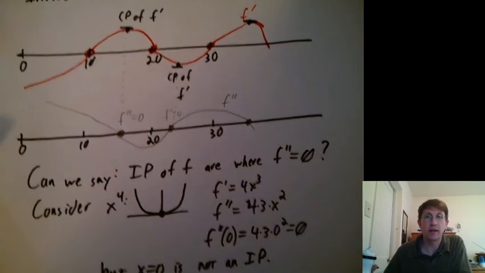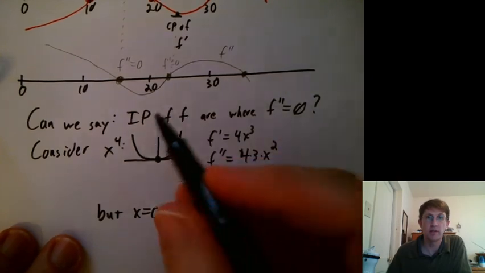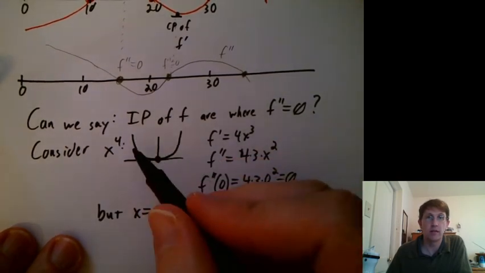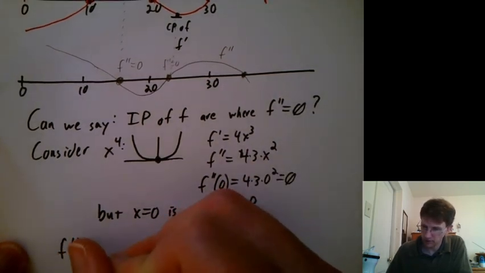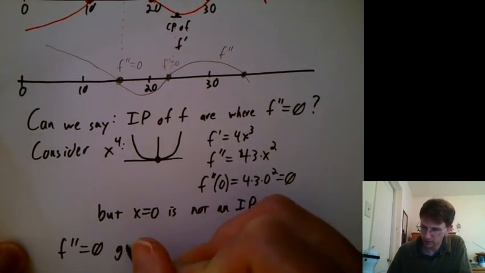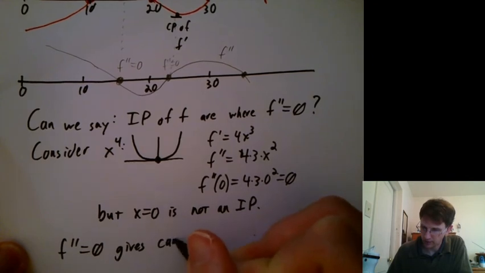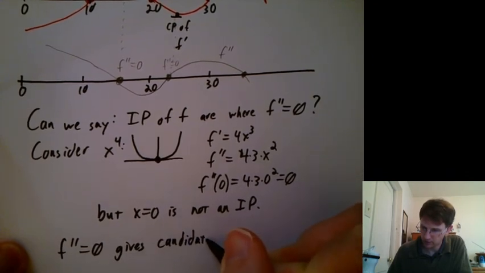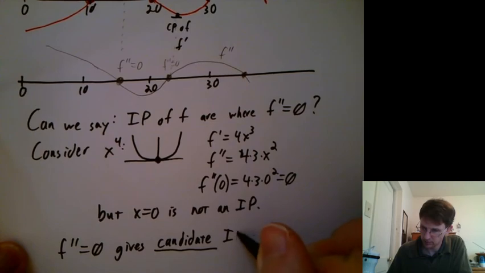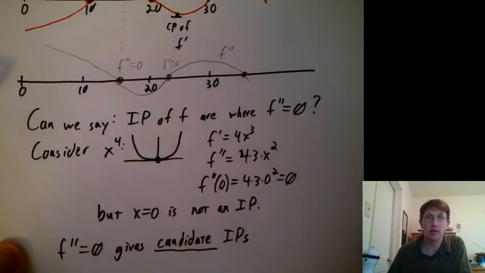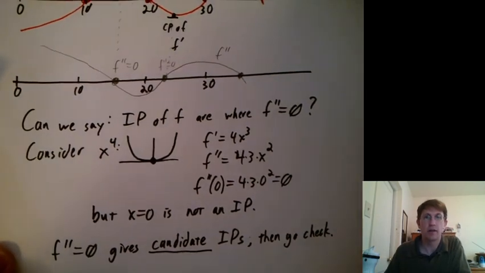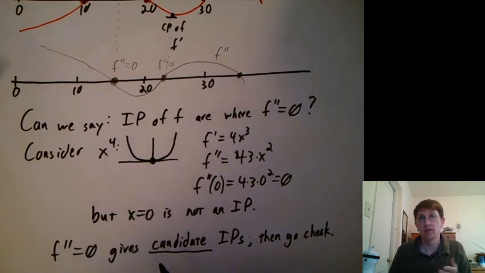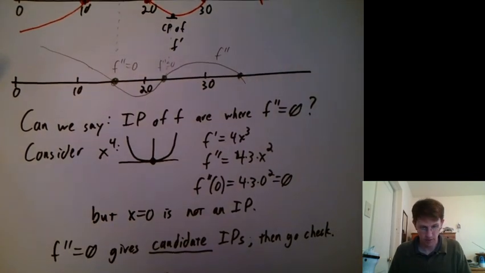You might say it's kind of a candidate inflection point, and then we investigated it further by looking at the whole shape of the function and found it's not an inflection point. So we could say f double prime being 0 gives candidate inflection points. And then you have to go check them. The same way that f prime being 0 gives critical points, which are candidate mins and maxes, but you have to go check them.